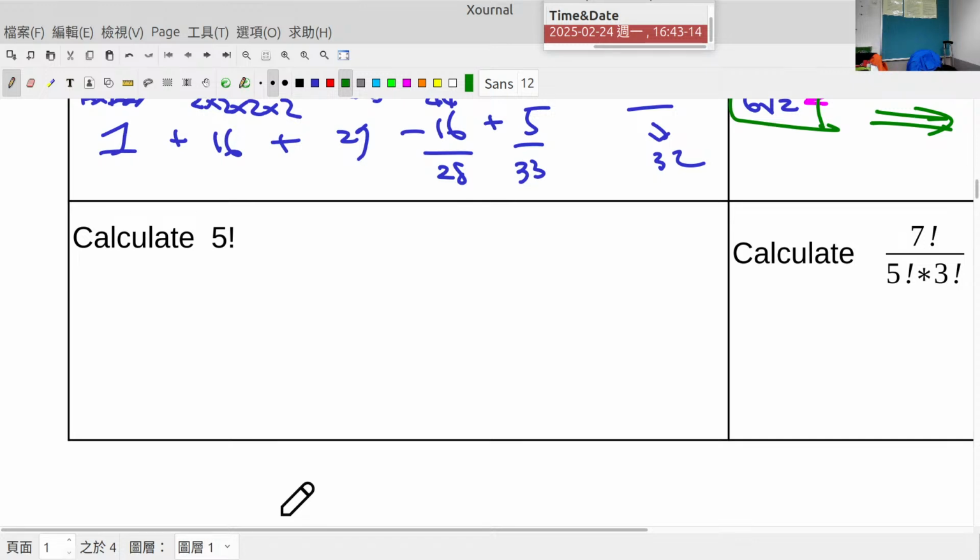Okay, before I start, I have a question. You learned this symbol, 5 factorial, but you forgot how to calculate. Please wave your hand. You already learned, but you forgot. Okay, another. You never learned how to calculate this. Please wave your hand. No one responds to me.